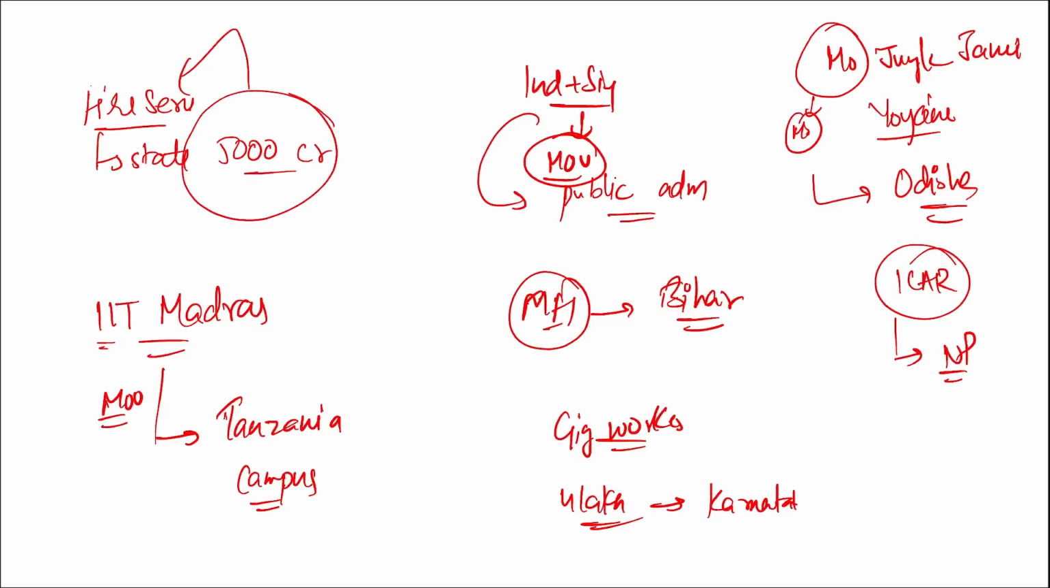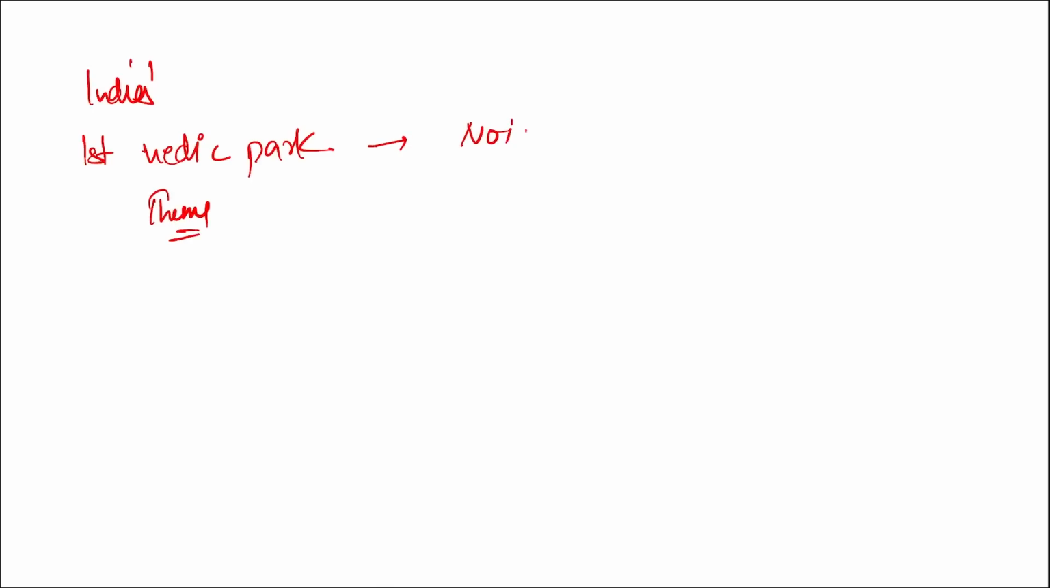Next, which two countries recently signed an MOU for electoral cooperation? It is between India and which country? Panama. Correct. Then tell me, India's first Vedic park, or Vedic themed park. Where is it located? It is in Noida.